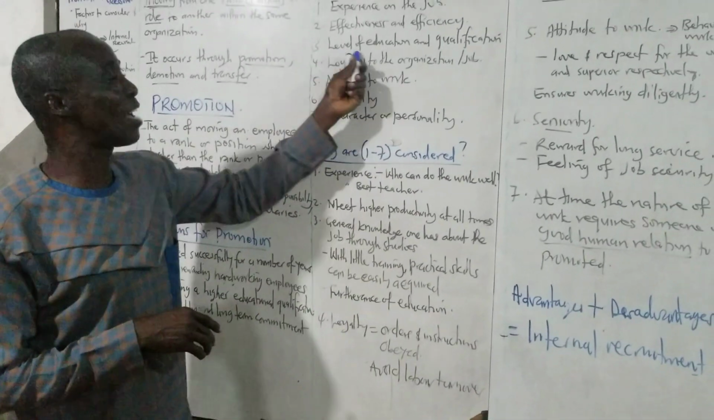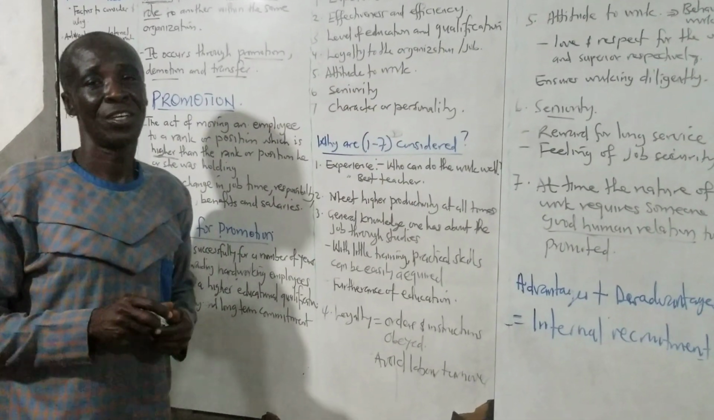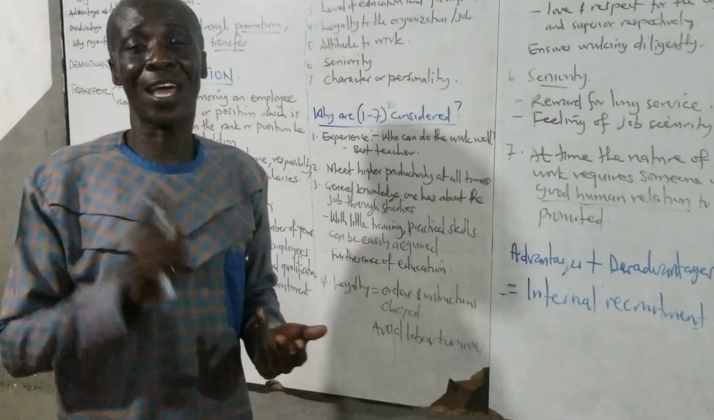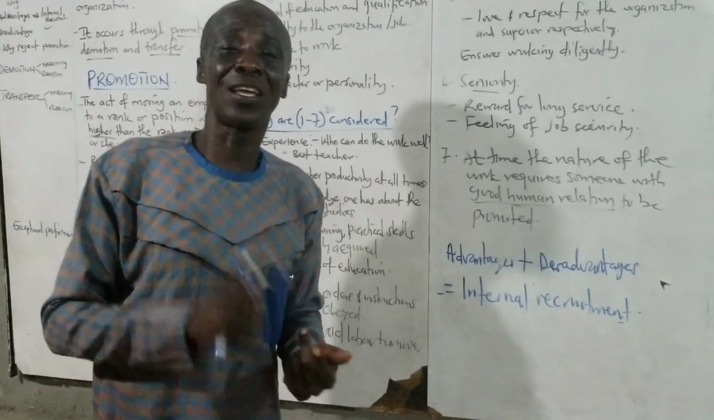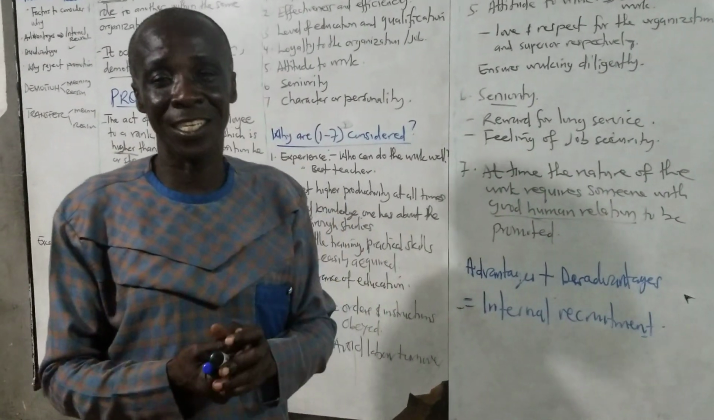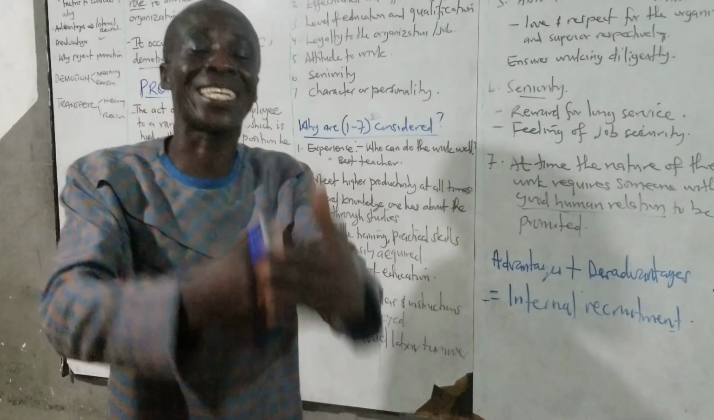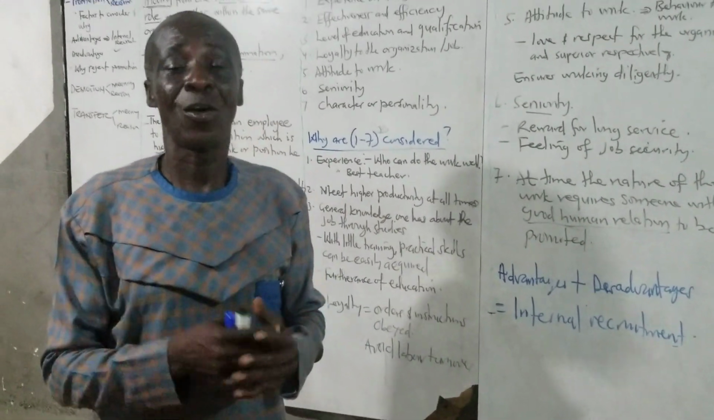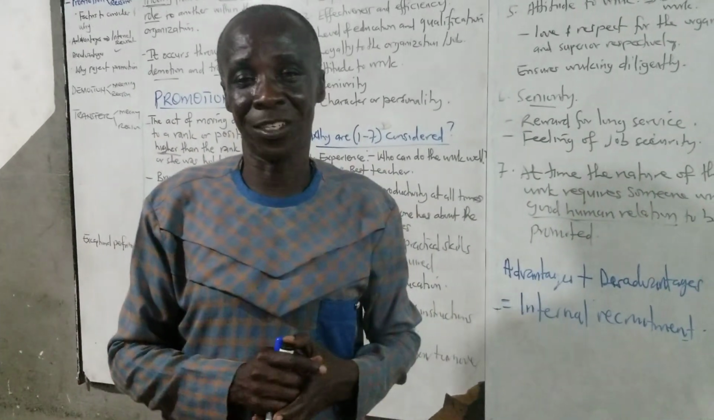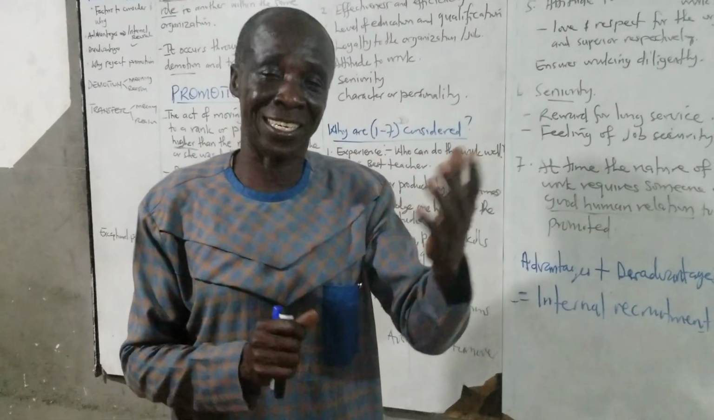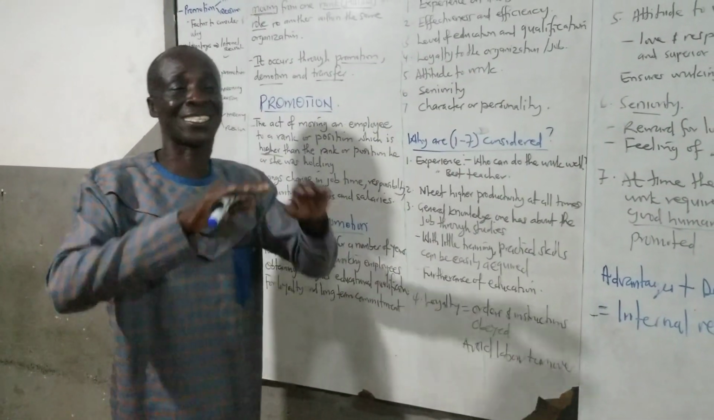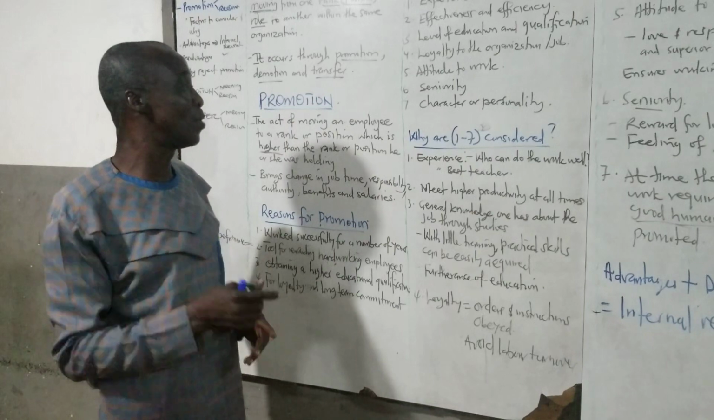The next one is level of education and qualification. Whether you have a BSc, whether you have a diploma, a degree, a master's, a PhD. So depending on the organization, whether you have a professional qualification, are you a chartered accountant? Do they want a chartered accountant, and have you had it? So you may be promoted on the basis of your qualification. When you attain a certain level of qualification, you may be promoted.